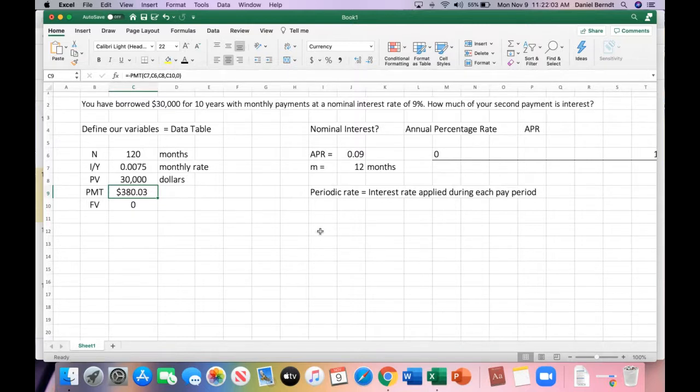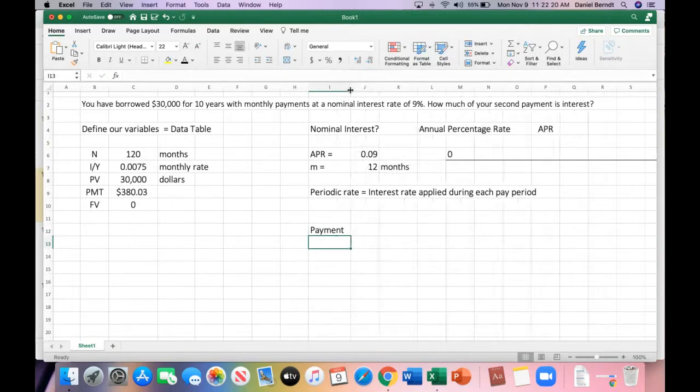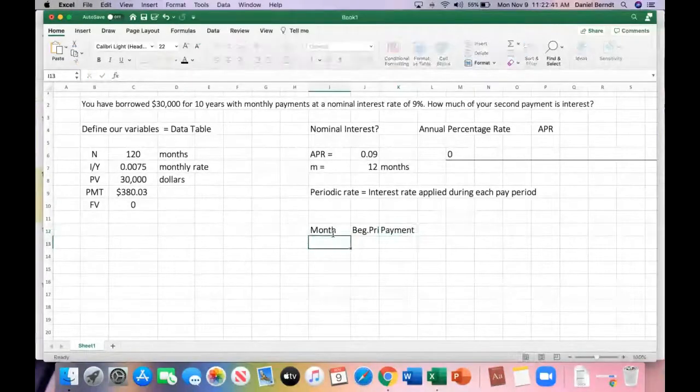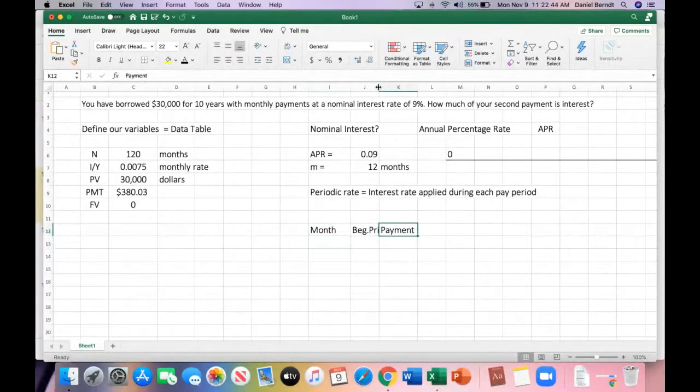To build an amortization schedule, the first thing we need to do is develop some headings. So we have our payment number, if you will. Let's make this a little bit bigger. We have our principal, maybe we'll say beginning principal. Maybe we'll call this month so we don't get confused. And then we'll call this payment because we'll represent the payment in dollars there.